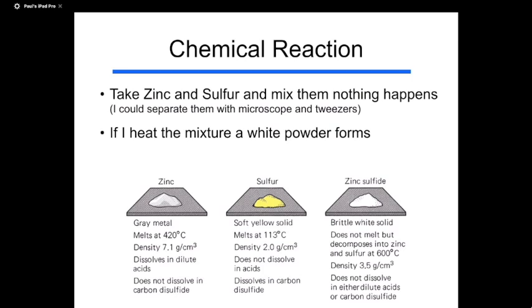And this doesn't dissolve in anything that the others did. It has totally different properties than the two things before. And so, by adding two things together and allowing a reaction to occur, I can create something brand new.